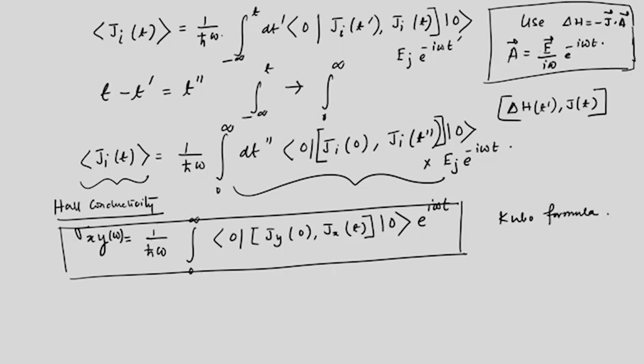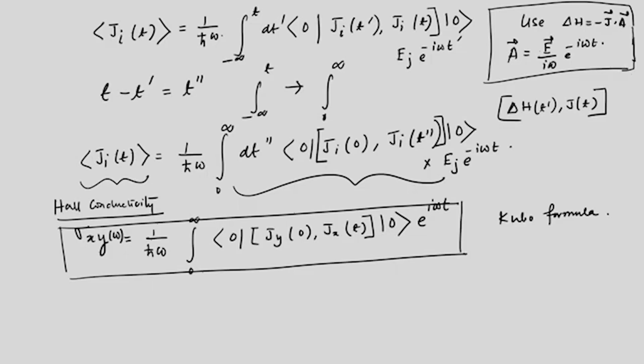And if you want the longitudinal conductivity, that also can be done. You have to have sigma xx, where it will be the current operators at two different times, but in the same direction. So that will give you the longitudinal conductivity.